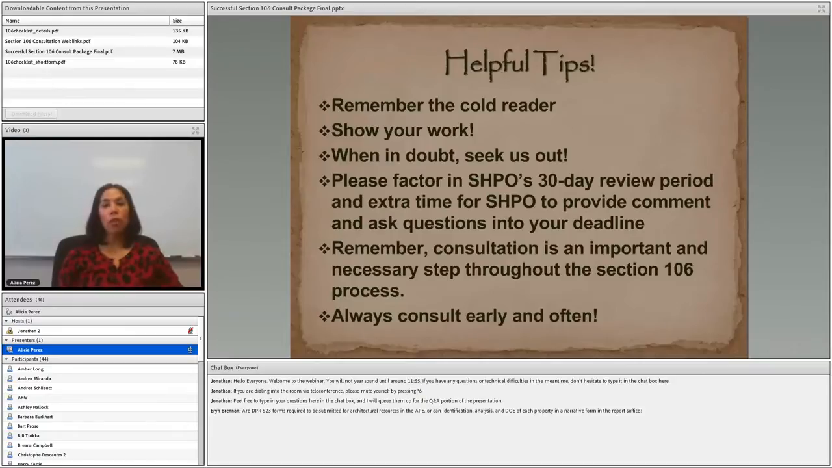And just remember that consultation is an important and necessary step throughout the Section 106 process. It's not meant to be difficult. It's meant to hear all sides, so to speak, and we may not always agree in the end, but it's definitely trying to reach a consensus in the end. And one way to ensure that consultation runs smoothly is just consult early and often, not only with the SHPO, but with the tribes and other consulting parties.